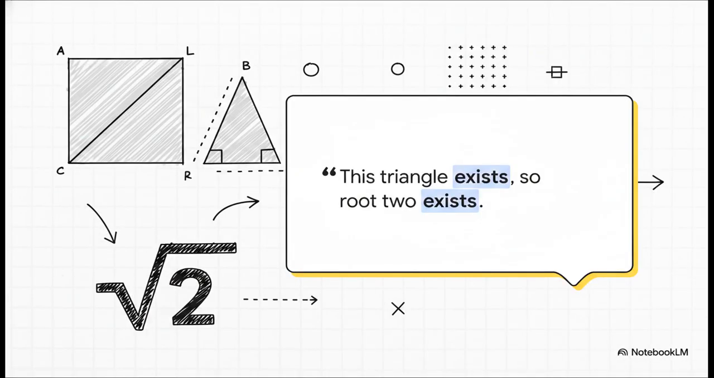So you might be wondering, are these numbers truly real if we can't even finish writing them down? Well, a super simple drawing proves that they are. If you just draw a square where the sides are 1 unit long, the diagonal line cutting across it is exactly the square root of 2. That triangle exists in the real world, so that number has to exist too.